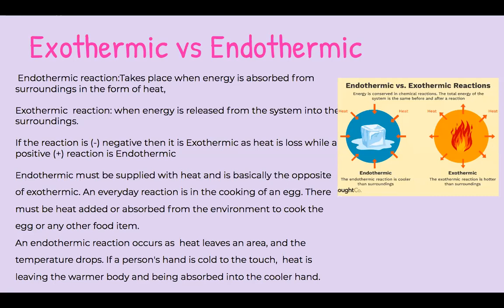Heat is another word for energy in science. That is very important. So when talking about heat is lost or heat is gained, it also means energy, because a type of energy is thermal energy. Endothermic reaction is supplied with heat and is basically the opposite of exothermic. One example is cooking. Like cooking an egg, there must be heat added or absorbed from the environment to cook the egg or any other food item. And an exothermic reaction occurs as heat leaves an area and the temperature drops.